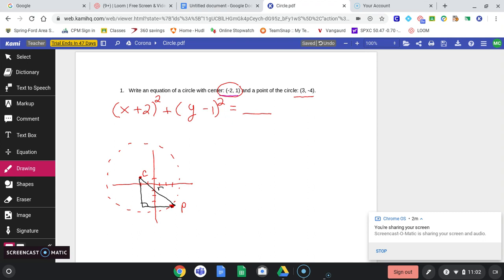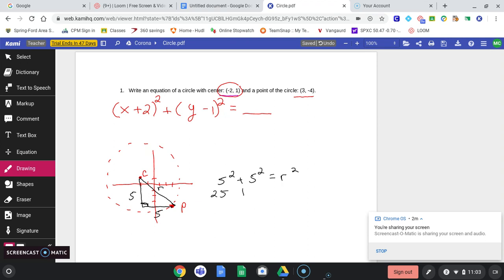I can count this distance. This is 1, 2, 3, 4, 5. And this is 1, 2, 3, 4, 5. It happens to be a 45-45 right triangle, but we don't really need to know that. We're just going to use the Pythagorean theorem. So I'm going to do 5 squared plus 5 squared equals r squared, and I'm going to simplify this.